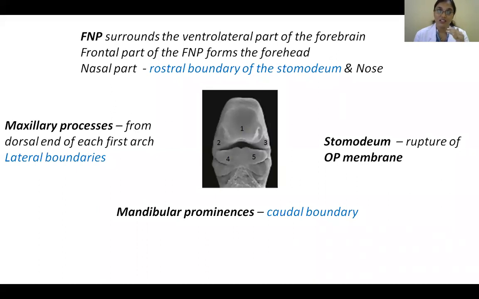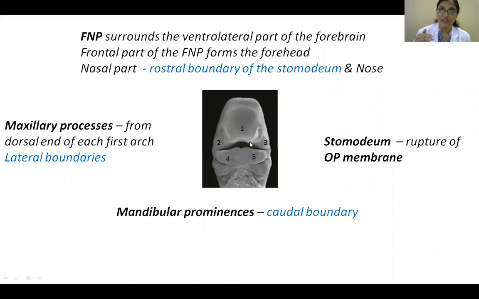So there is a single one, the frontonasal process, and the paired ones are the 2 maxillary and the 2 mandibular. This frontonasal process is occupying the ventrolateral part of the forebrain. This elevation is because of the developing forebrain here. This is the ventral part, and this is the lateral part of the forebrain, this entire region. Overlying this prominence is the frontonasal prominence, and you can see it is forming the rostral boundary of the stomodium.